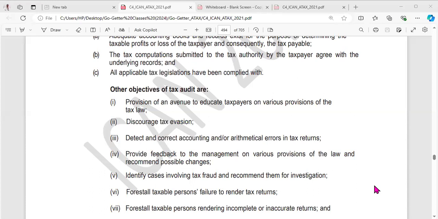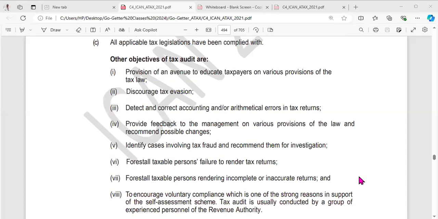It is also done to give feedback to management on the various provisions of the law and to recommend possible changes. So this is applicable to the management of the FIRS or so. When they look at tax audits and they find out that there seem to be provisions of the law that people are taking advantage of most times, for anti-avoidance, either specific or general, or even using for evasion, they could make recommendation for changes in that provision. They will identify cases involving tax fraud and recommend them for investigation, plus we recommend to the ICPC, EFCC, and all that.